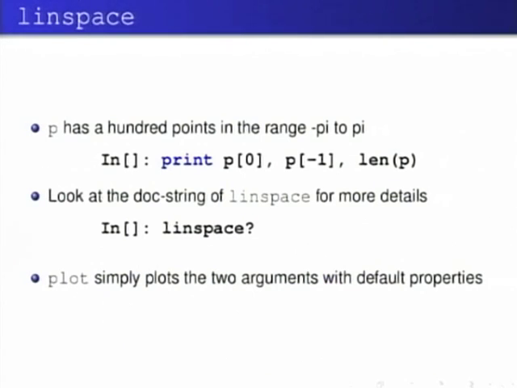Plot simply plots the two arguments with default properties. If you ever had to plot in other languages, you would have seen how much work it is in those languages and how simple it is in Python. Now, we noted that plot simply plots with default properties. That gives rise to the natural question, can we override those properties? Yes, we can, and we should often do that, and that is for dressing up or embellishing your plots. Try out the commands here.